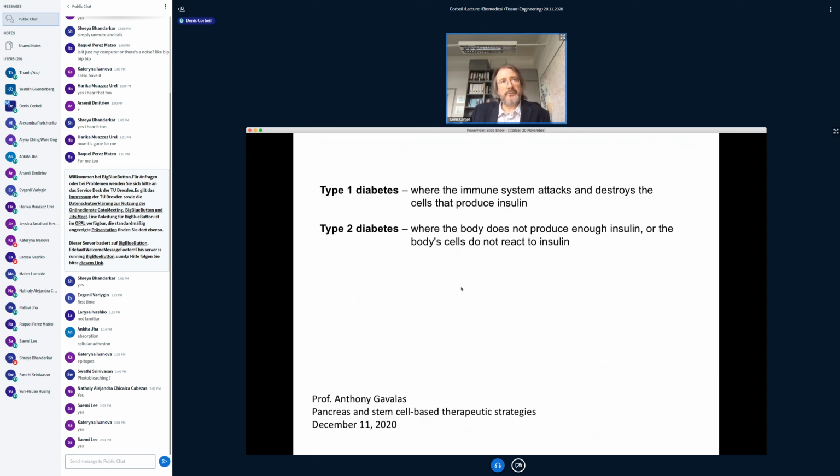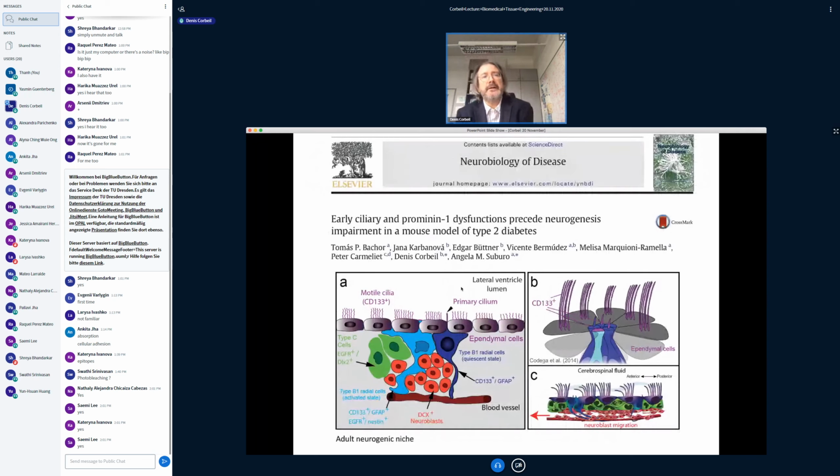So we come to prominin in this field. That was a collaboration we have with people in Argentina, and they are interested to know how diabetes can affect the brain. Just to summarize what you have in the brain here, a normal brain: you have the ependymal cells, and you have one type of quiescent stem cell, which indeed is an astrocyte, and you have a primary cilium here.